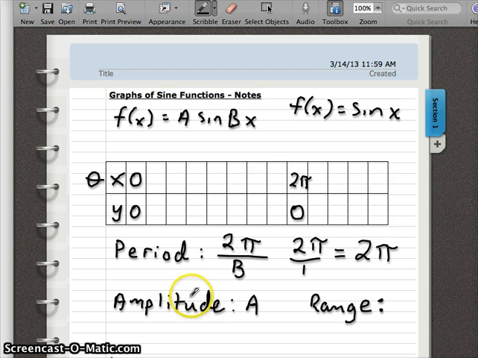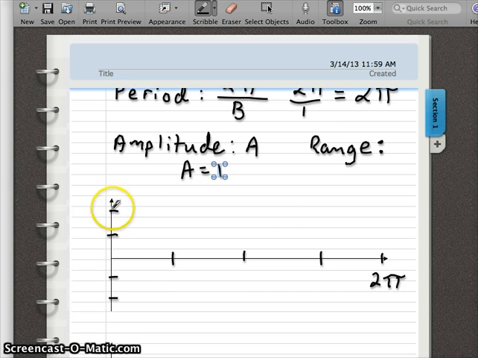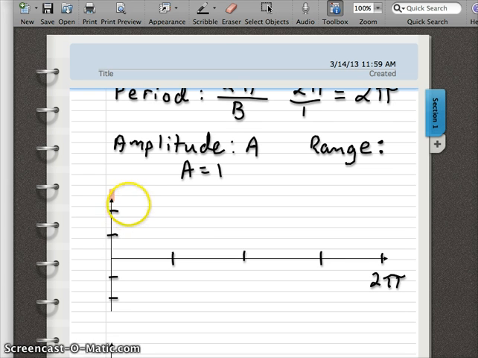Amplitude is going to be the maximum. So I look for my A value, that's the value in front of sine, that's implied that it's 1 here. So I know that my amplitude is going to be 1. And so that would be the maximum of my graph. So this value, the height of my graph, is going to be positive 1.